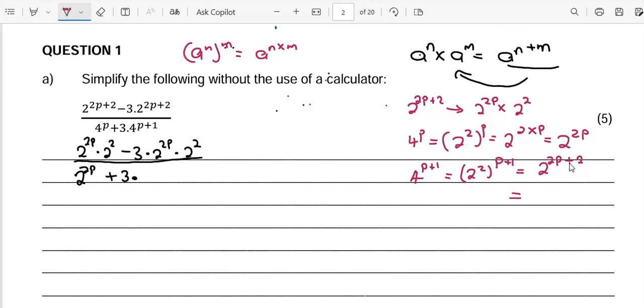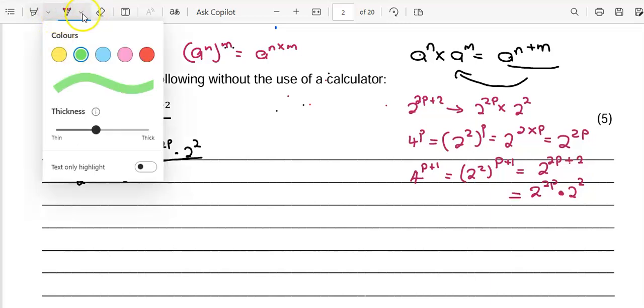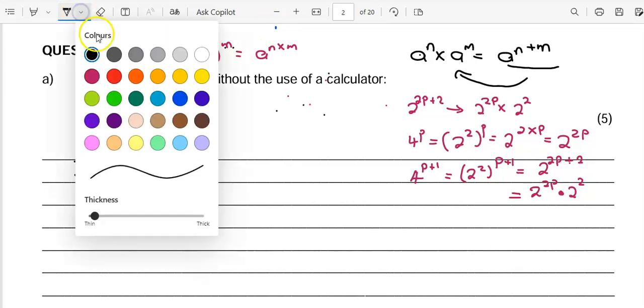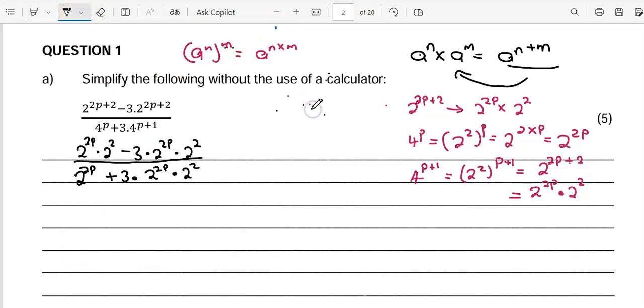But already we know what 2p plus 2 equals if we reverse this law of exponent. So we can write this as 2 to the power 2p multiplied by 2 to the power 2. So I'm just going to substitute the 4 to the power p plus 1 with 2 to the power 2p multiplied by 2 to the power 2. Right. So now we can go back on top and check if we have something in common.